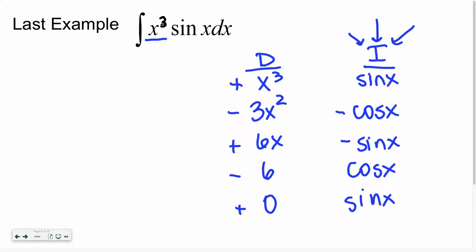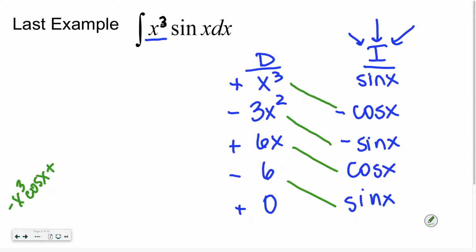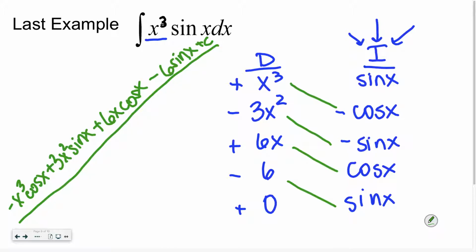And then we angle down lines. Right, now we got the answer. Okay. So our answer is x cubed times negative cosine of x plus negative 3x squared times negative sine x plus 6x times cosine of x plus negative 6 times sine of x plus c.